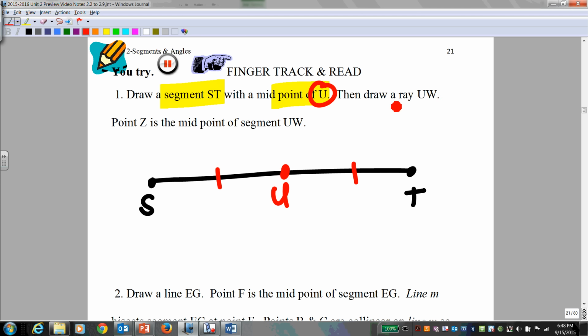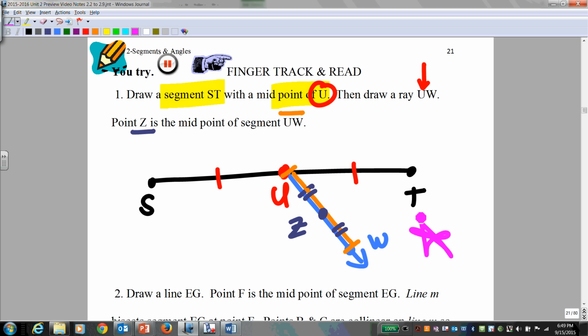Then draw a ray UW. Notice there's U again. That means U's the endpoint. We're drawing a ray going towards W, with point Z at the midpoint of the segment UW. So the segment's going to be this orange piece. It starts and stops right there. And Z is the exact middle there. Because it's our second midpoint in the same diagram, you had to have two hatch marks. Now, if you did double hatch marks right here, give yourself a giant star, because that was tricky.